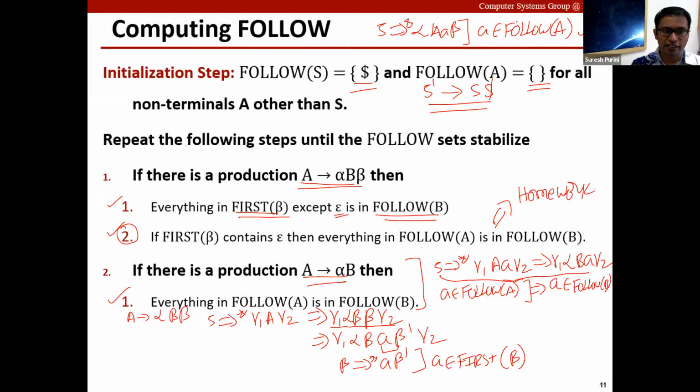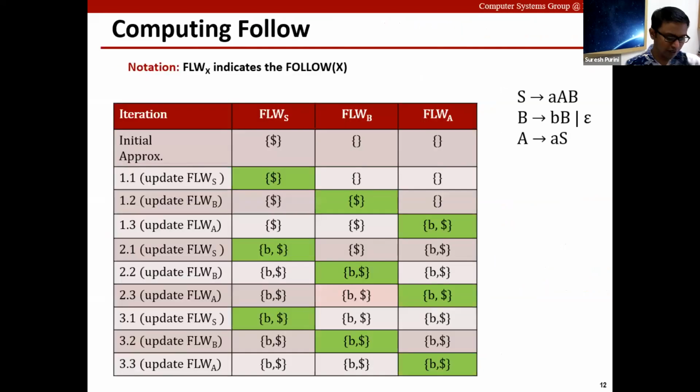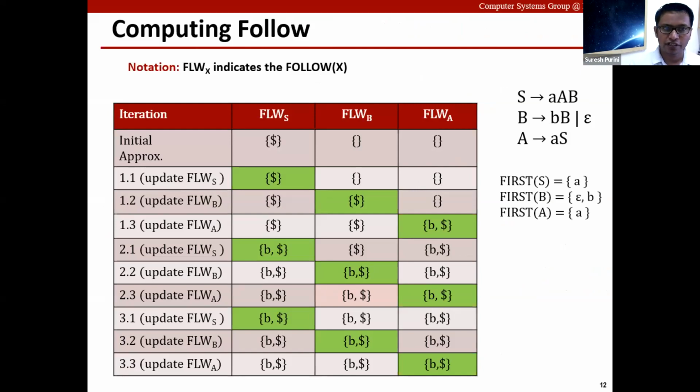So now let's take an example. This is the example that we have. We have S goes to... this is the grammar that we have. And we would like to compute the follow sets for different non-terminal symbols. So we start with the initial approximation.